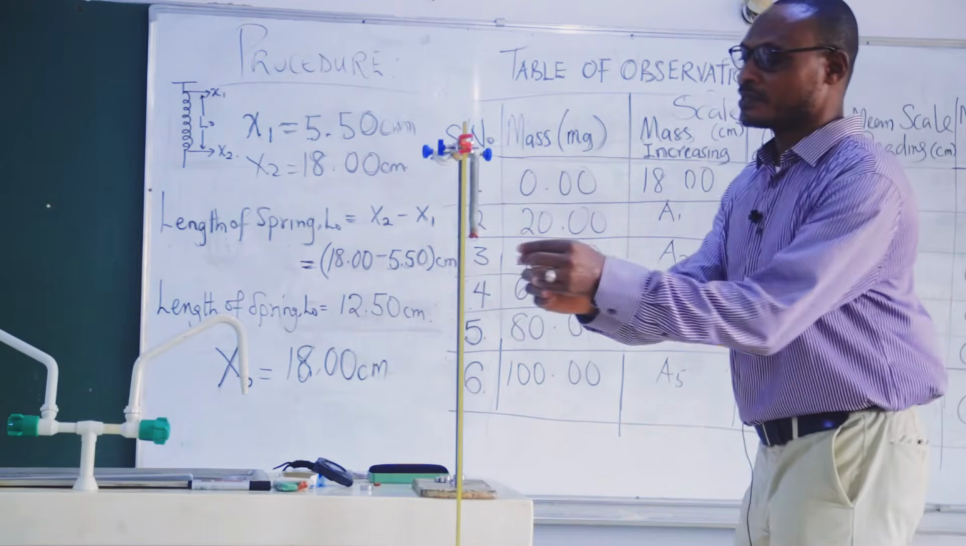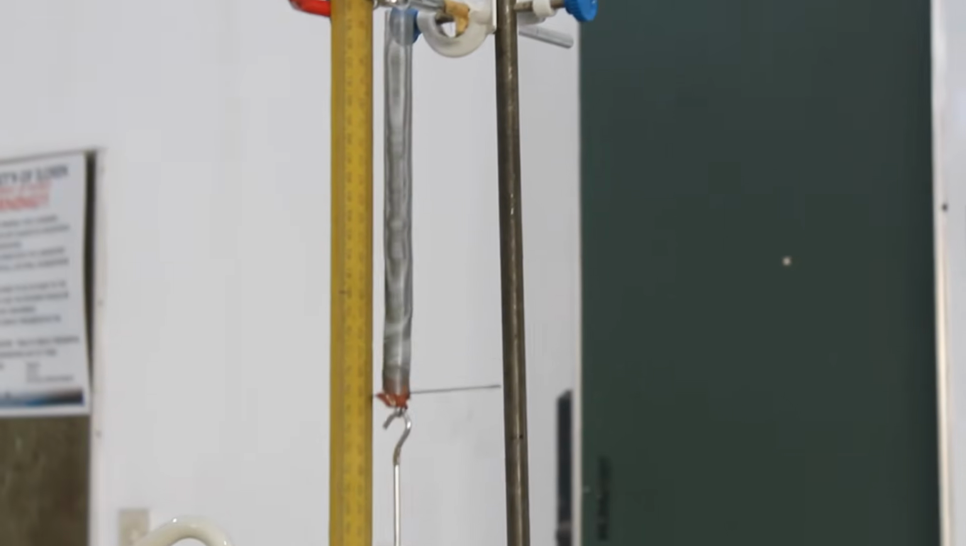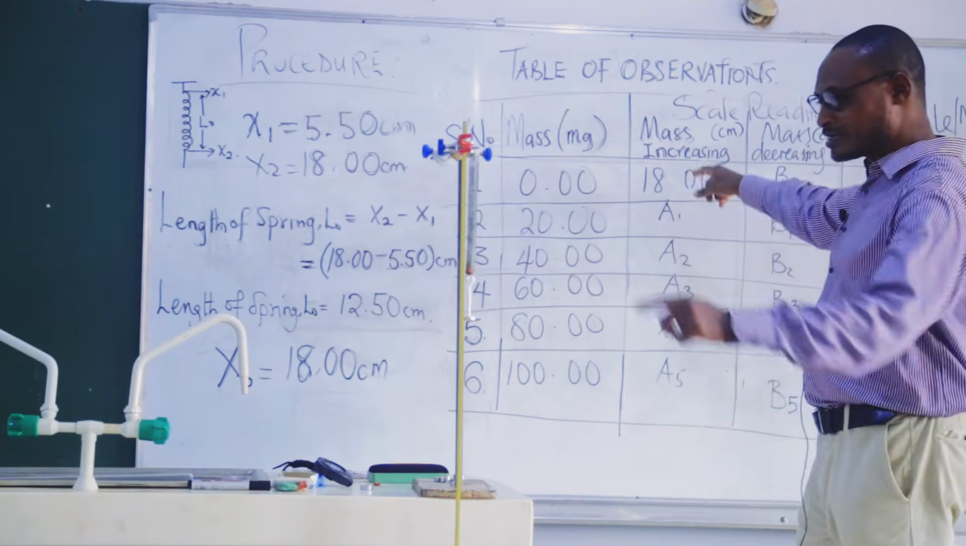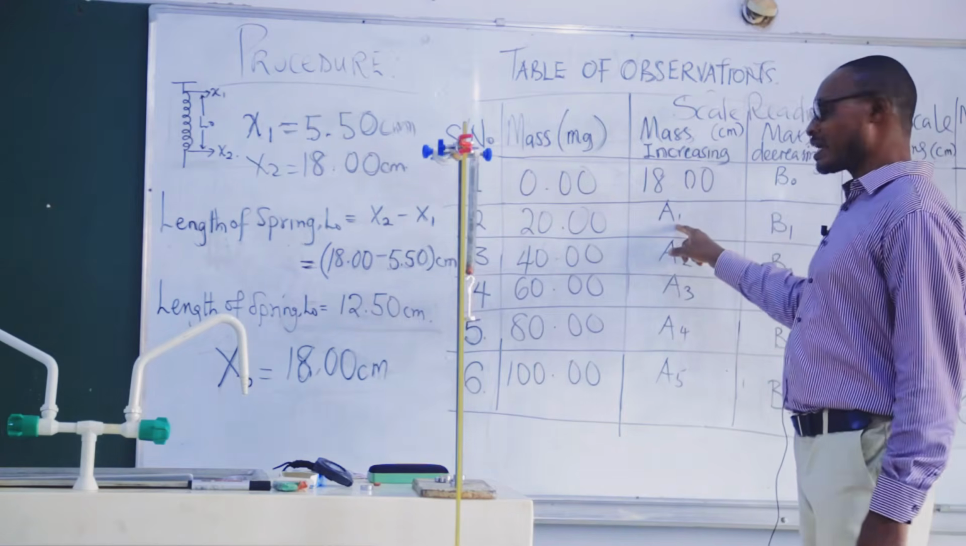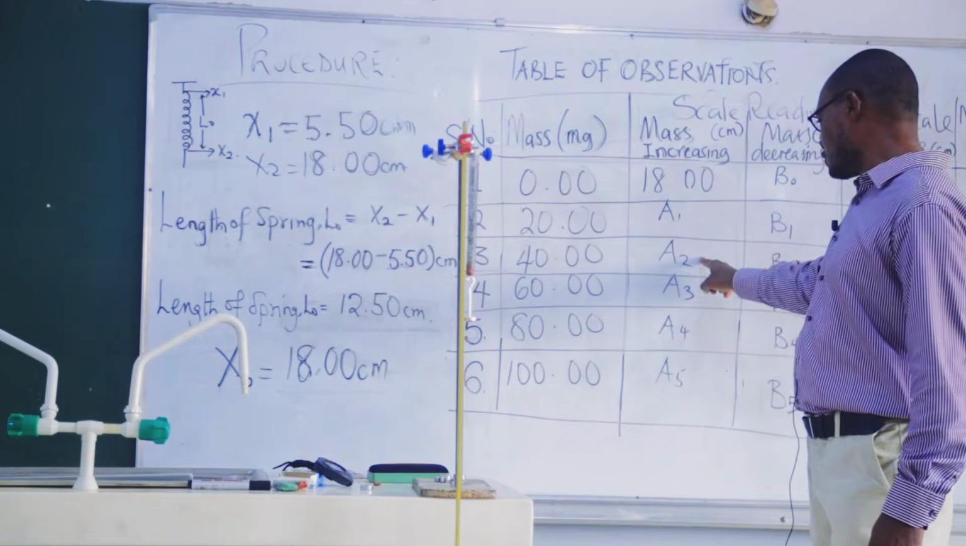So when we add the 20 grams to this, we allow it to come to rest and we take the reading. The direct reading from the meter rule is going to be our A1. When we have the second one, we allow it to come to rest. That will be our A2.